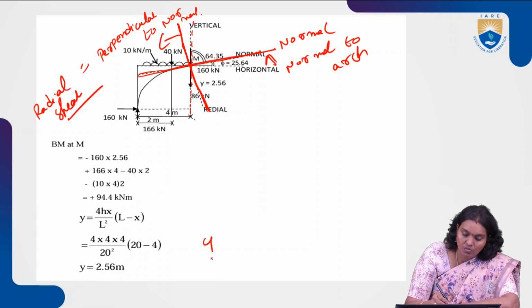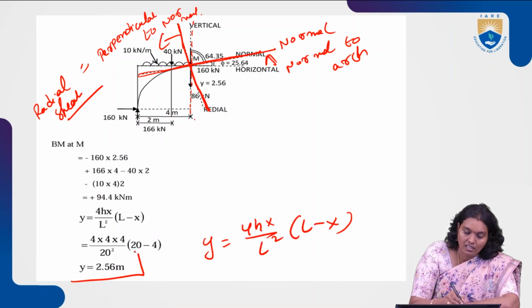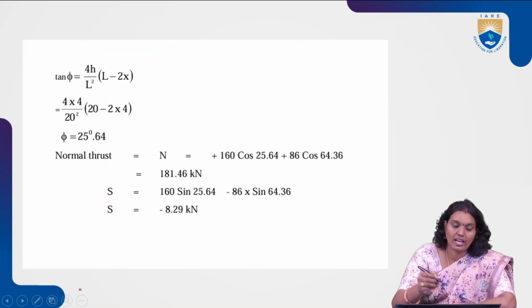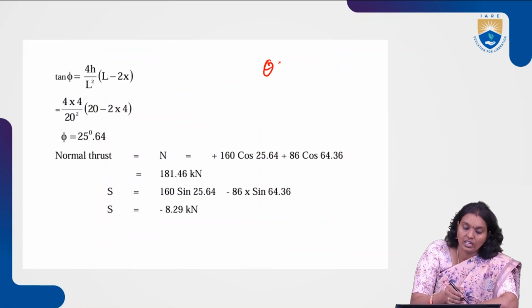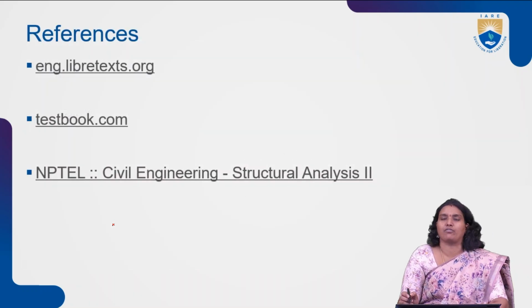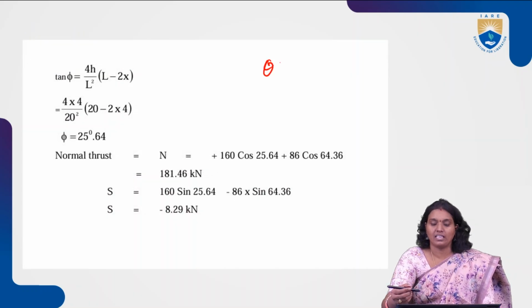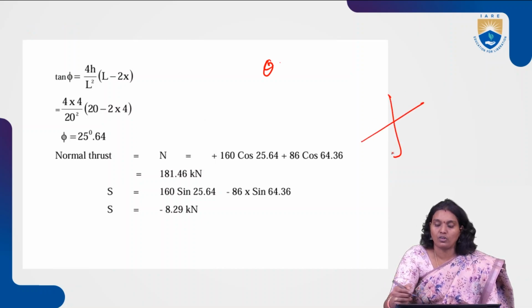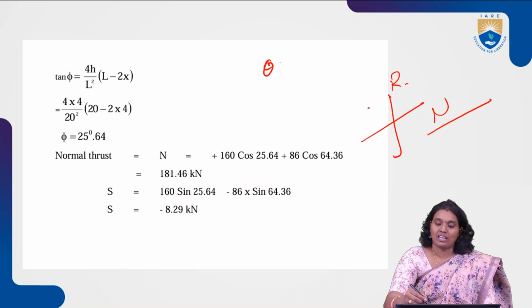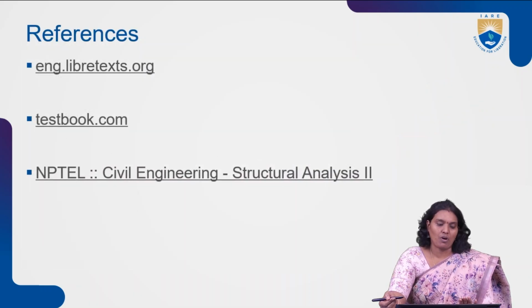So now find out this Y. We know the formula; according to the formula, we find this Y. After that, again using this Y, we identify theta and also the normal thrust as well as the radial shear force. So like this we are understanding the various normal thrust and radial shear force conditions. Those two, the normal thrust and the radial shear force, are perpendicular to each other. Using the respective formulas we are finding the values. These are some of the references which are helpful for better understanding of this concept.